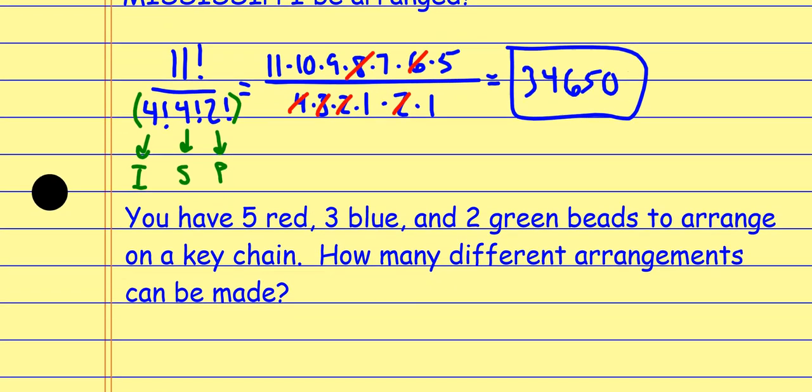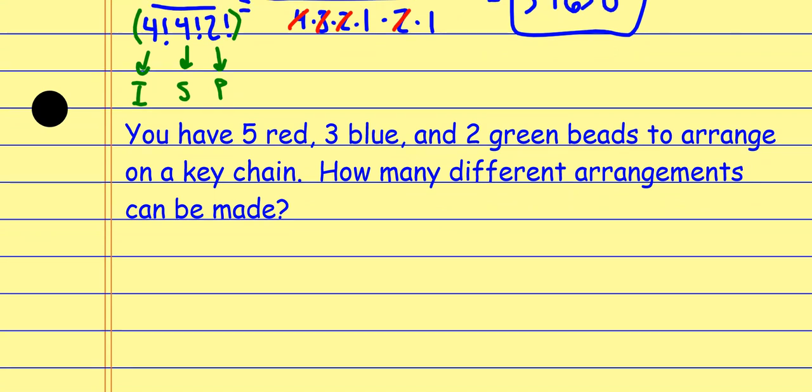Same thing here. If I'm talking about a permutation with repetition, you have 5 red, 3 blue, and 2 green beads to arrange on a keychain. Notice there's that word arrange. We're putting them in a specific order. How many different arrangements are possible? Again, it's repetition because if I switch 2 of the red beads, that doesn't change the result. I can't tell the difference between one red bead and another red bead. So the idea here is basically I have, let's see, 10 things total.